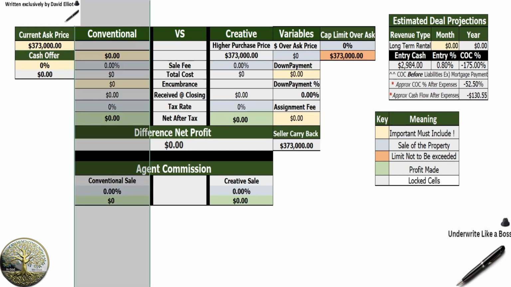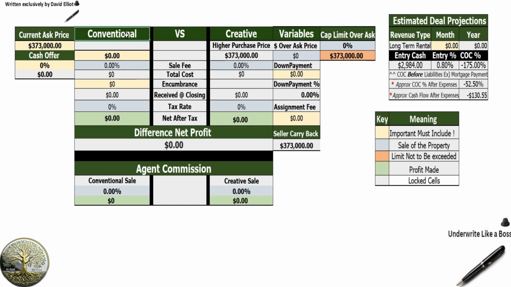We'll come over here, and this column over here, this is a conventional column. Now, what conventional is looking at, it's looking at cash, and it's looking at a retail buyer purchasing a property via FHA, VA, conventional loans, any such loans such as these.